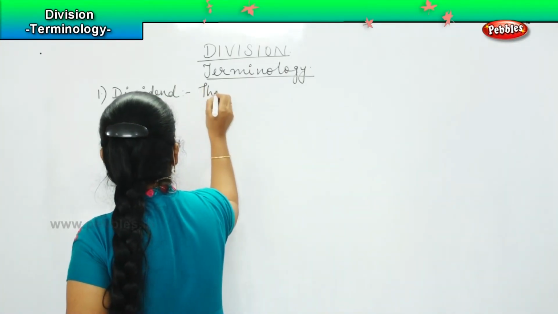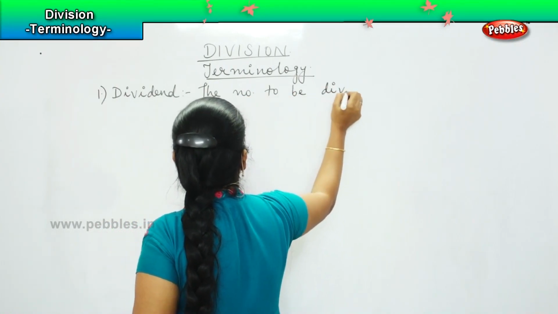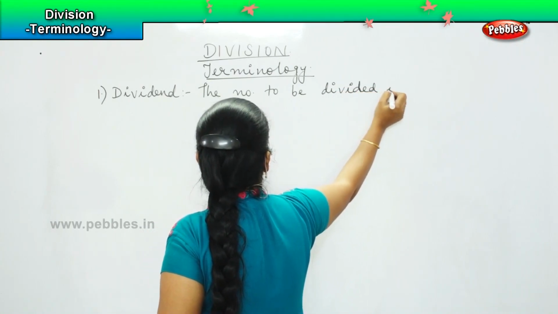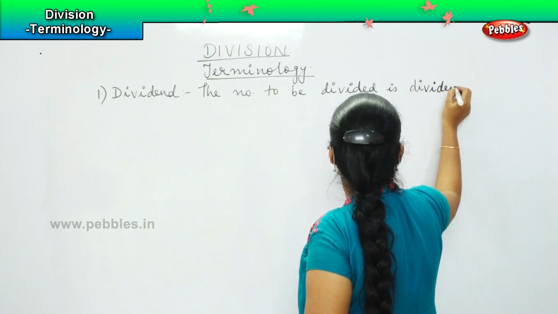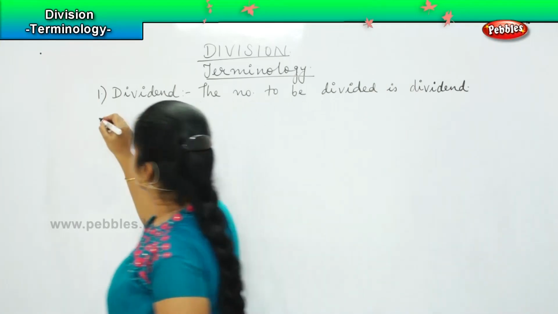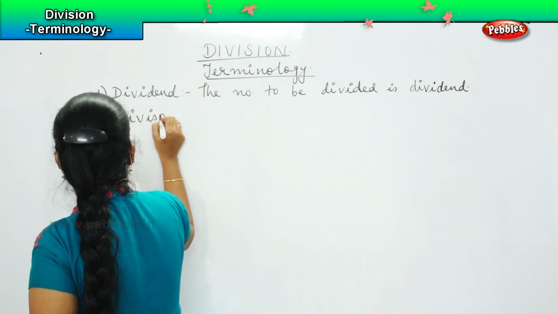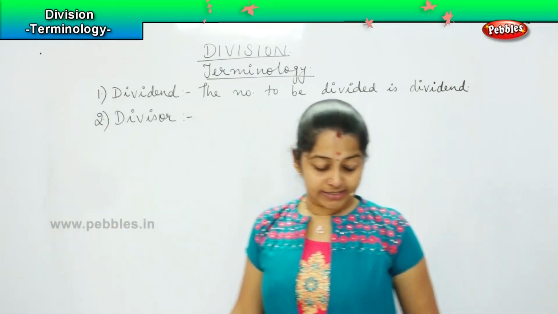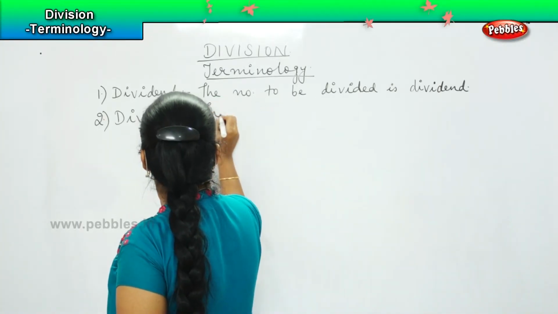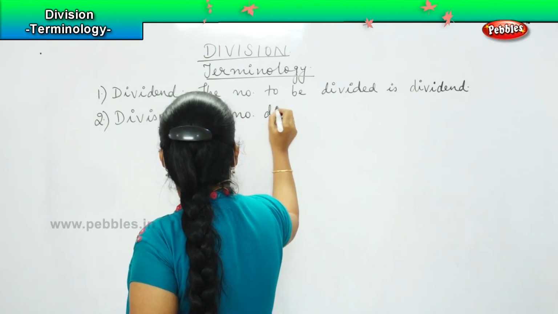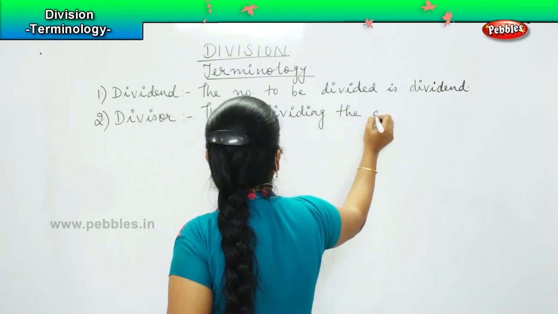The number to be divided is dividend. Okay. The next term is divisor. So what is a divisor? The number which divides the dividend. So the number dividing the dividend.